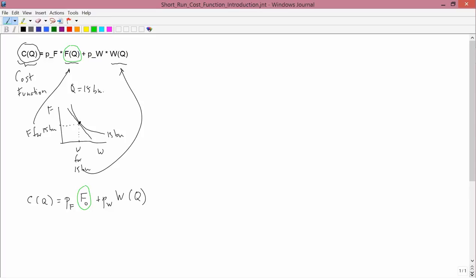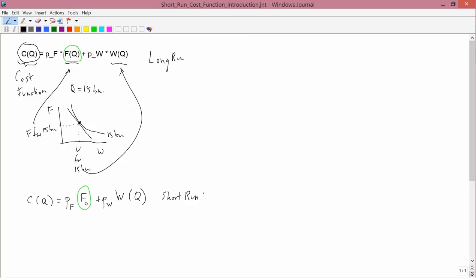This second problem is quite different than the first. In the second problem, the firm can't be anywhere in the FW plane. The firm has made some prior commitment to buy F naught pounds of fertilizer, not more, not less. And this lack of freedom means that the second problem is much easier to solve than the first problem. We have names for these two problems. The first problem is called a long-run problem, and the second problem is called a short-run problem.